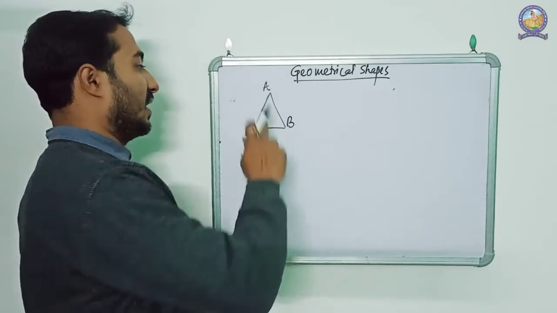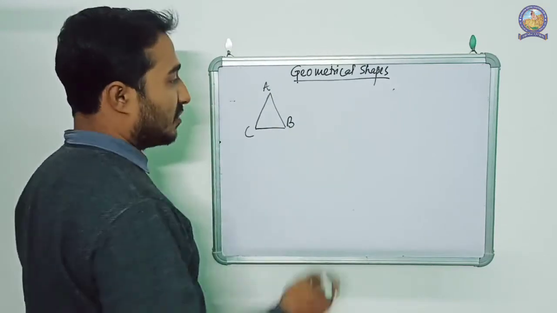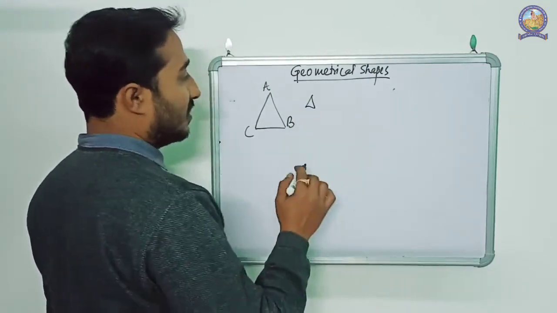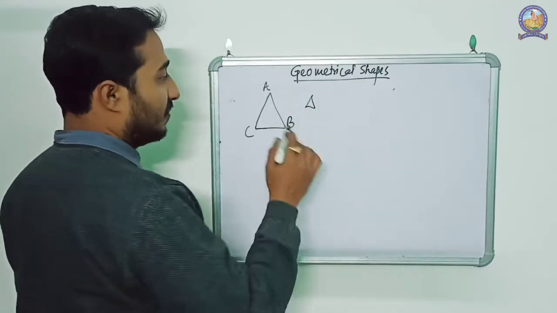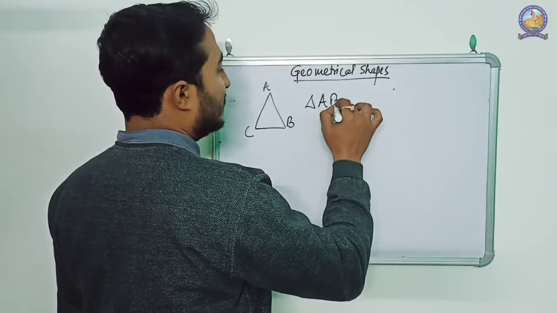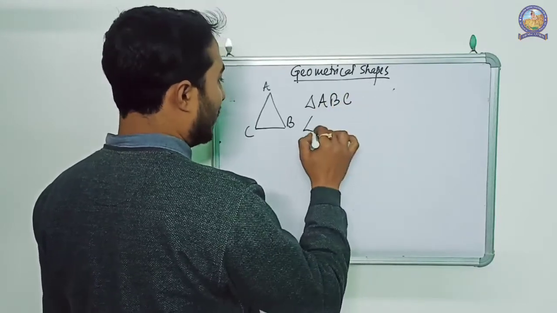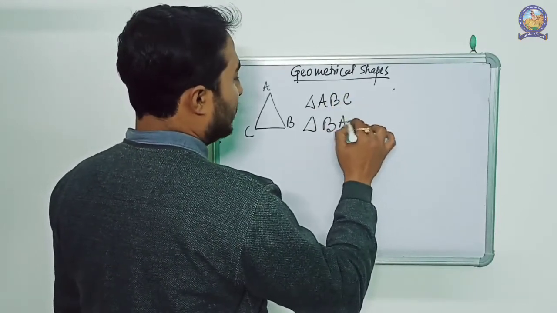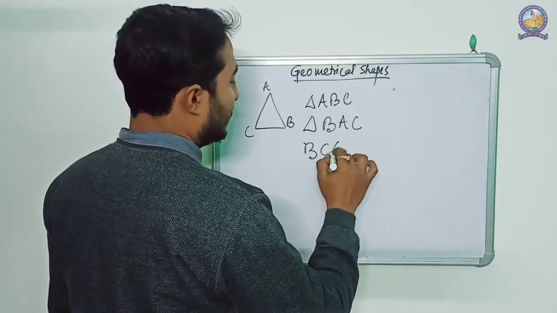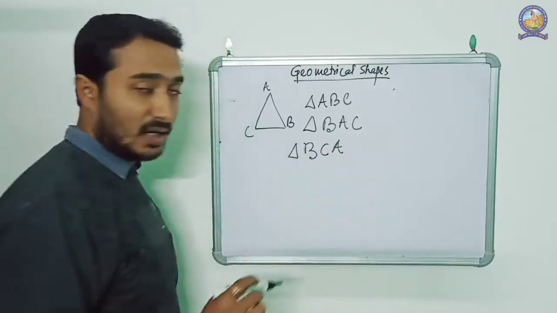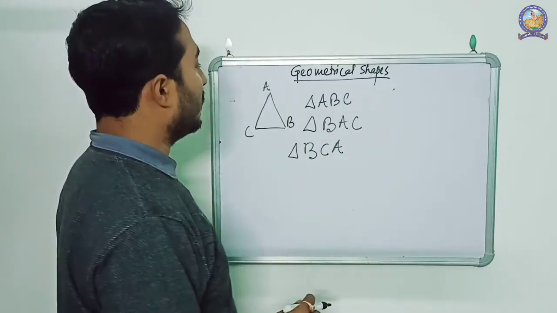Lastly, the name of the triangle. How can I give the name of a triangle? A triangle name must be followed by the triangle symbol. Then either ABC you can write, or you can write BAC, or you can write BCA. Any one you can write, all are correct, but don't write all.